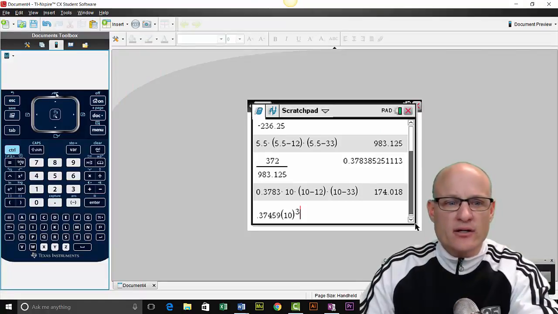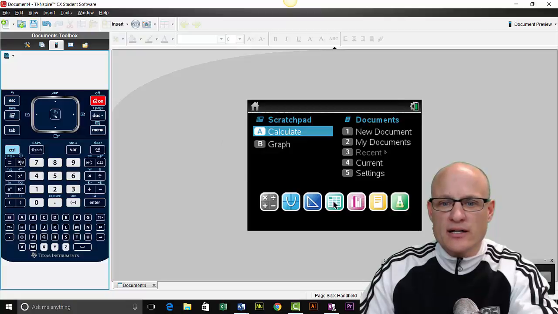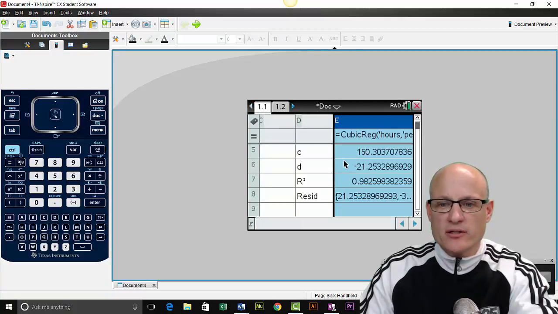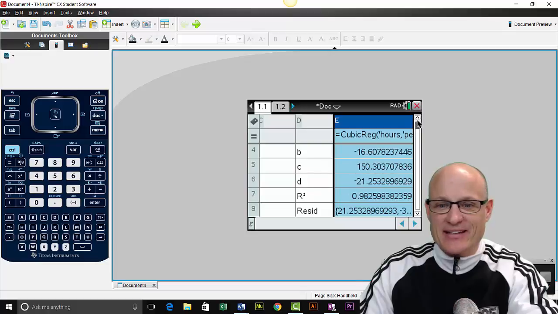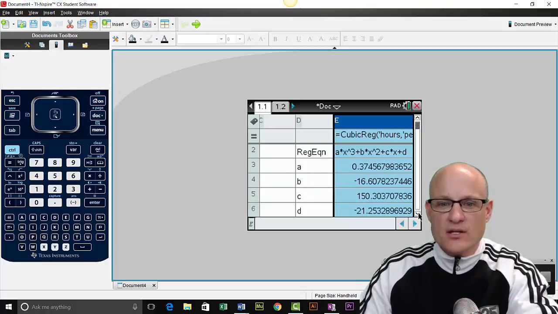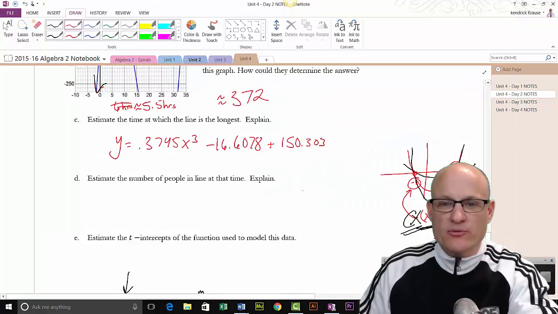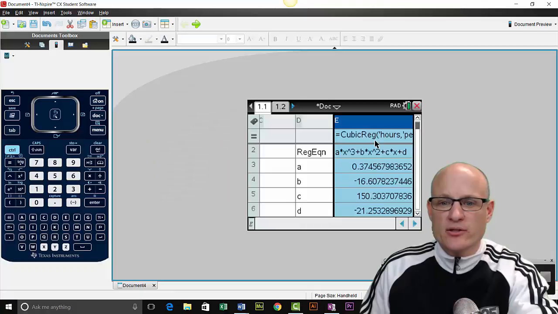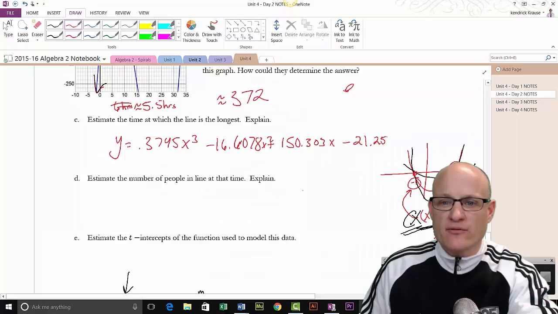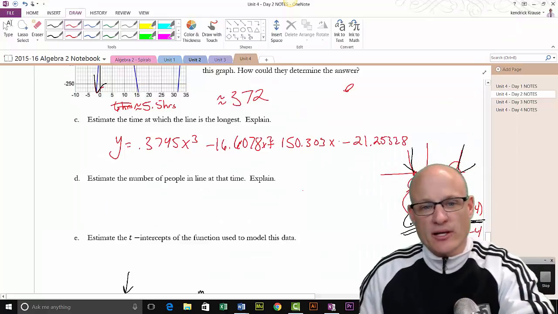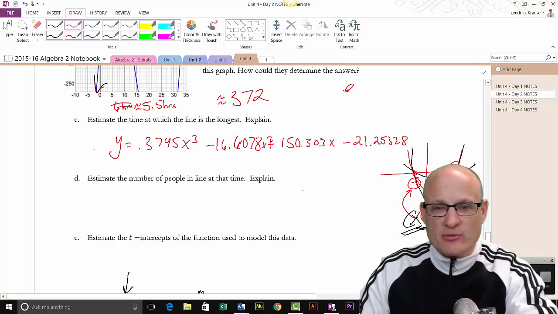Let me go back to this. I did a quartic, not a cubic. So I should have an A, B, C, and a D. And then it's minus 21.25. So this should be x squared, and this should be x, and then it's minus 21.253028. That makes more sense. Okay, I think this is a better model. The fact that it was coming up with 150 at 0 didn't make any sense to me.